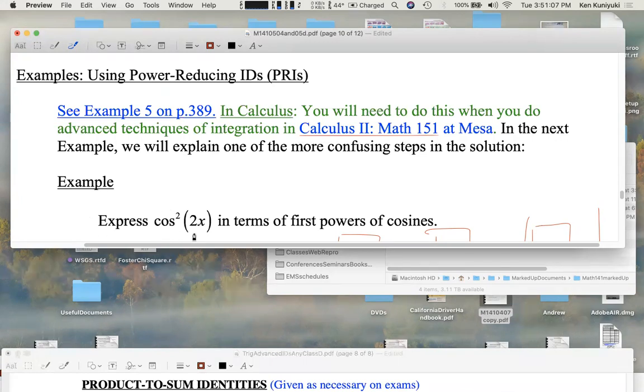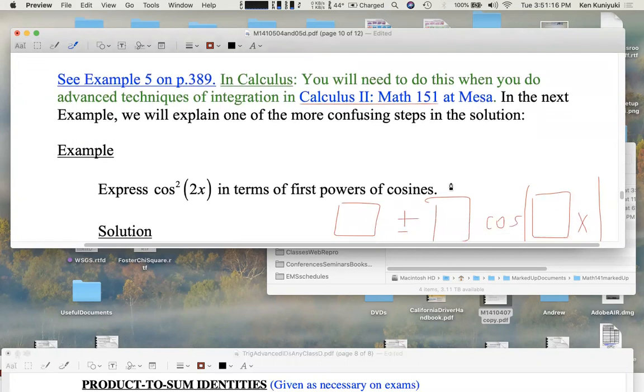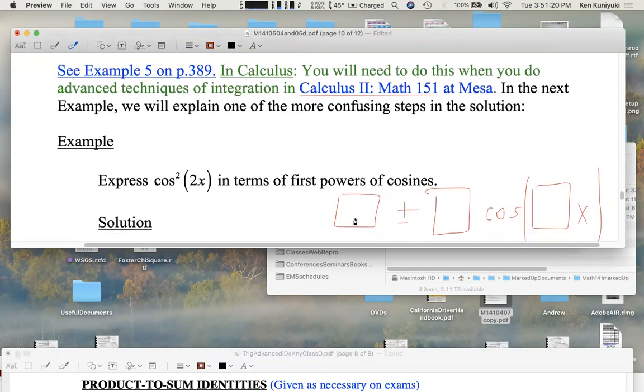Maybe you have to integrate this in Calc 2. Express cosine squared of 2x in terms of first powers of cosines. What? Well, I might frame it like this. Rewrite this expression in such a way that you can fill in these boxes with real numbers. So express cosine squared of 2x as potentially a real number plus or minus a real number times cosine of a real number times x. Something like that. Expressing cosine squared of 2x in terms of the first powers of cosines.